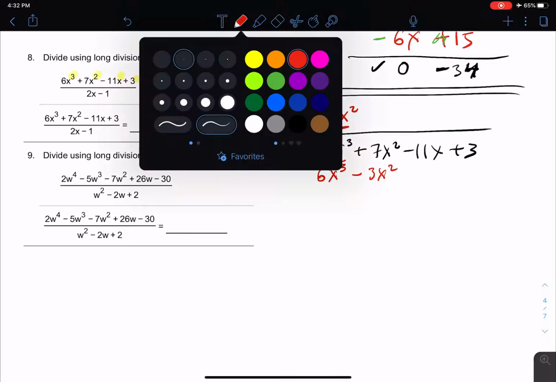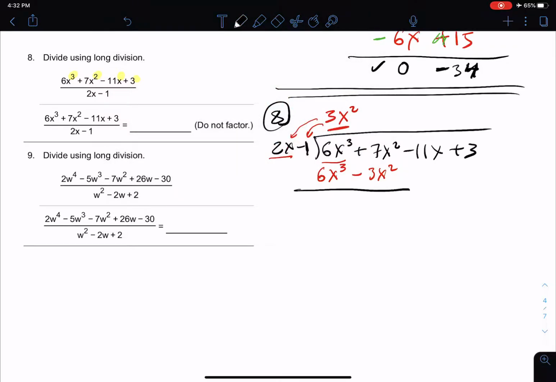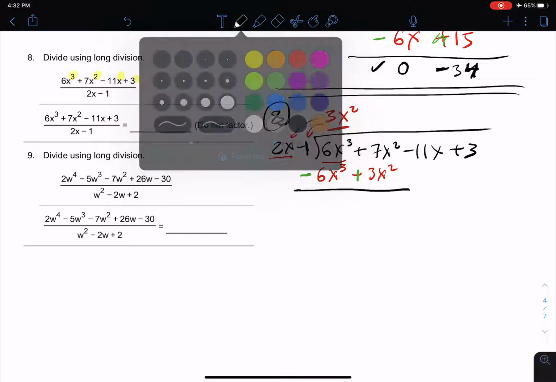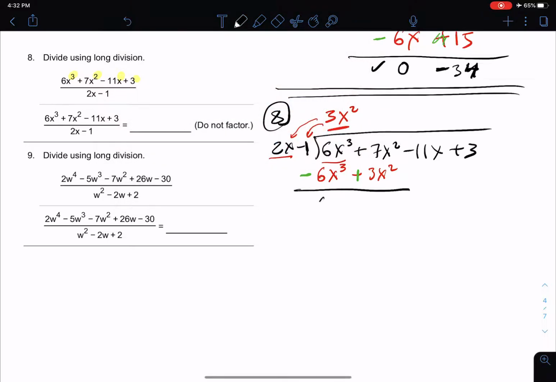And then we go ahead and use our polynomial subtraction. And we know subtracting polynomials is probably easiest by just changing the signs and adding them up. And then we find the results. 6x cubed, negative 6x cubed, 0. Perfect. That means we got the right number up here. But now we have 7x squared plus 3x squared. That's just going to be 10x squared. Bring the next term down, and that gives us minus 11x. Now, you go ahead and ask the question again.